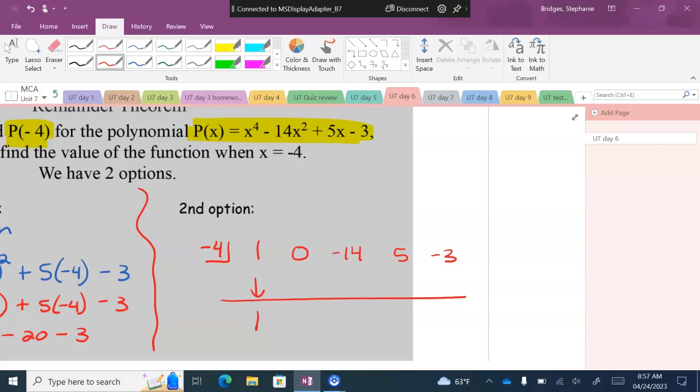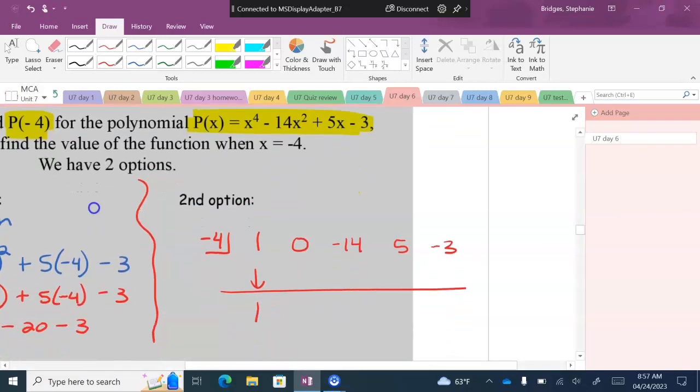And what I want you to do is once you finish it, look at your coefficients of your answer after you finished your synthetic division. Where is the 9? Think about what it's called. It's called the remainder theorem. Where is the 9? It's the remainder.